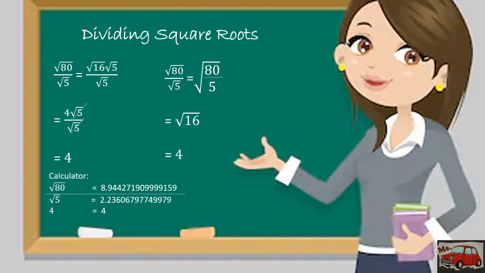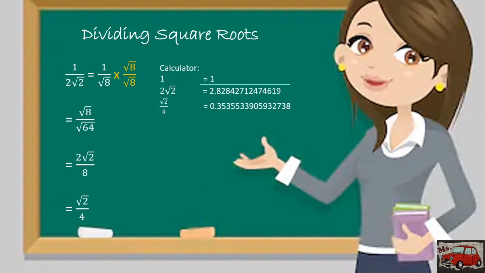Okay? Last example. So I have here 1 divided by 2 square root of 2. So what we need now is to just reverse the 2 square root of 2. So we have 1 over square root of 8. Because, right, the 2 outside the square root, we square that, so 2 times 2, and then the radicand times 2, so we have 8. So 1 over square root of 8, there's no perfect square there.